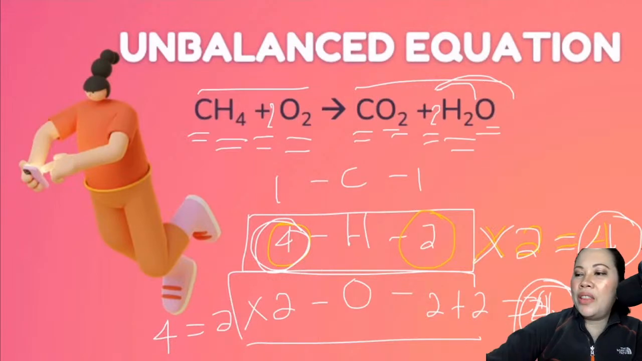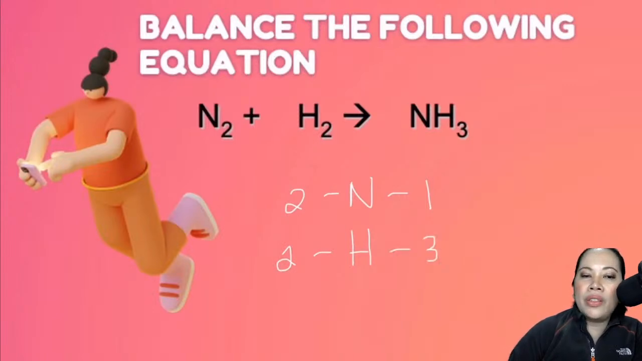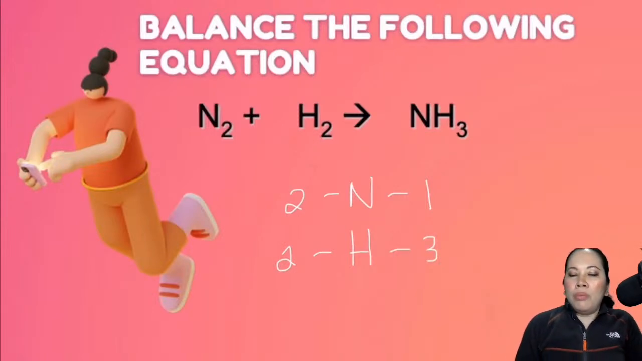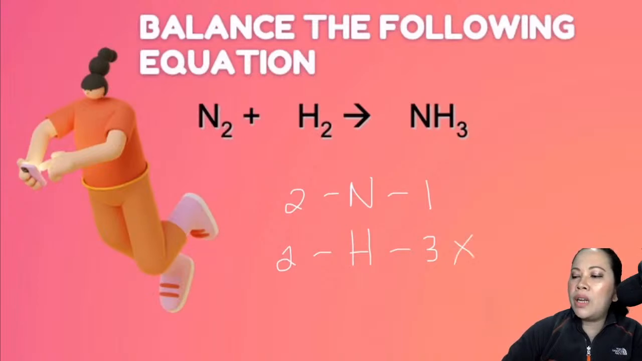Okay, let's try another example before we end. So first, nitrogen, there's 2 here and there's 1 here. Hydrogen, there's 2 on the reactant side and 3 on this side. Now, both are not balanced. So we have to balance it by multiplying it with a number. For us to balance it, we just need to cross multiply the numbers. That's the easiest way to do it. Just cross multiply the number.